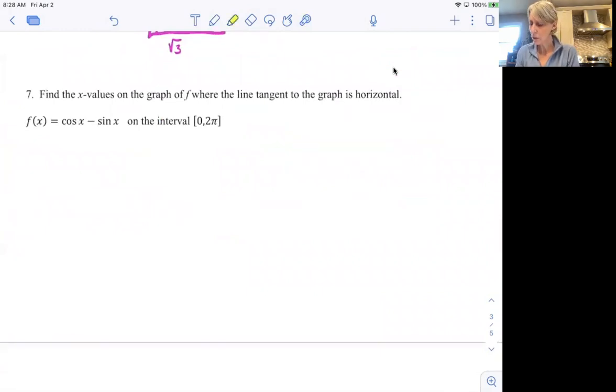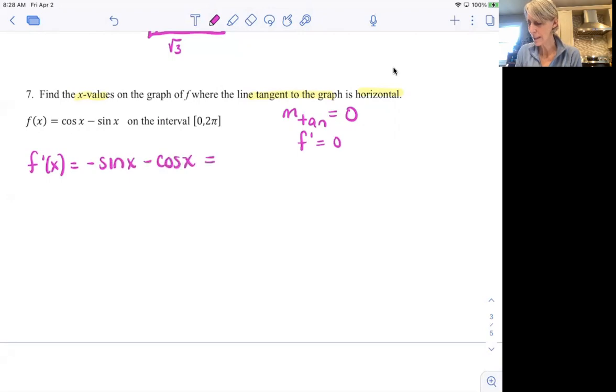Find the x values of the graph where the line tangent to the graph is horizontal. So what does this mean to us? Tangent line horizontal means the slope is 0. So what we want to do is set the derivative equal to 0. So we're going to take the derivative of this function, negative sine x minus cosine x, and we're going to set this equal to 0.